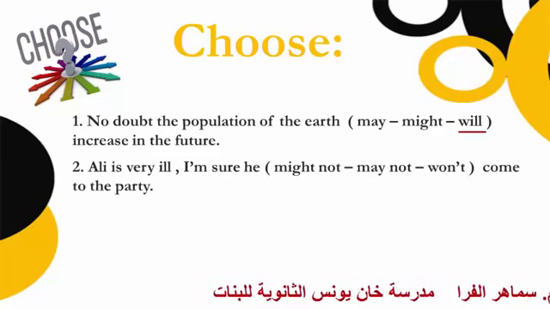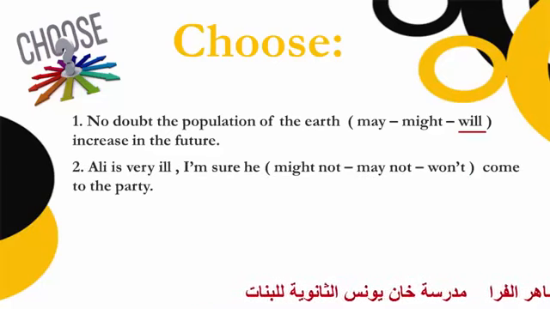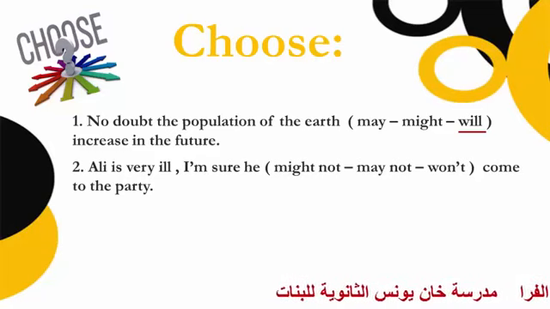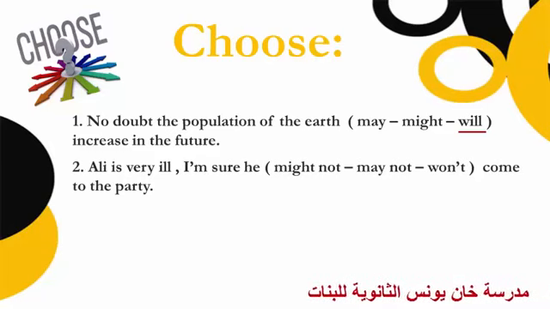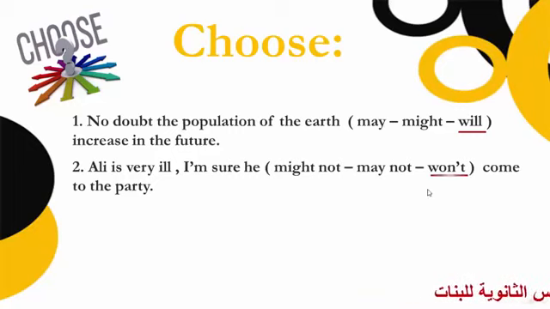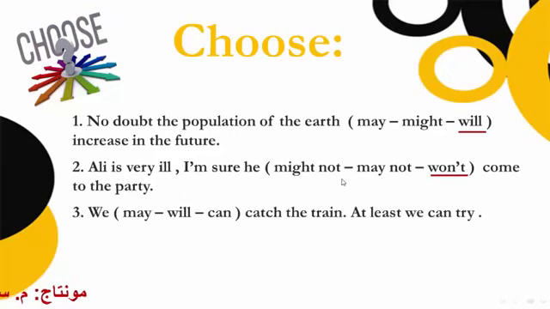Number two, Ali is very ill. He is very ill, and I'm sure he might not, may not, or won't come to the party. What is the answer, pupils? Okay, won't. Why do we use won't here? Because he can't come to the party. He is very ill, and so we mustn't use might not or may not. Won't is the correct answer.